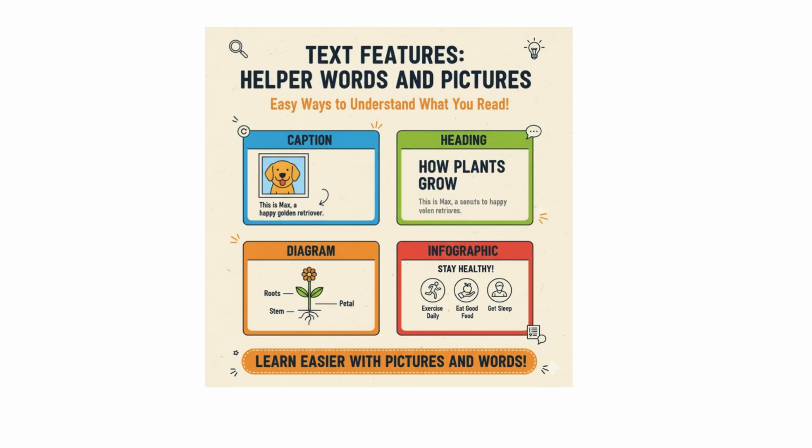Heading. This is a big word or a short sentence at the top part of the text. It tells you what that part will be about. Let's think about it. A title like How Plants Grow. Imagine you see that. What do you think How Plants Grow would tell you? Well, that might tell you we're about to learn how a plant grows.